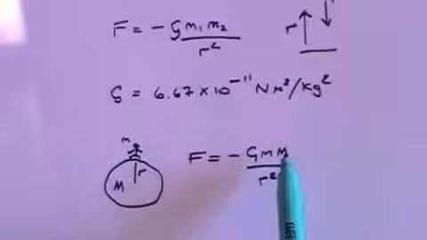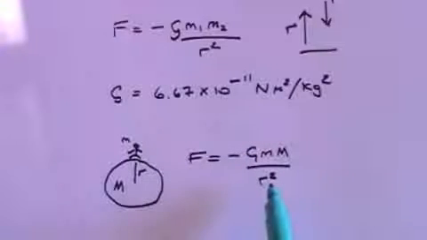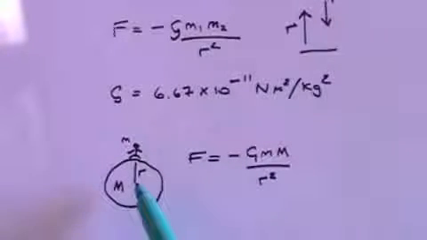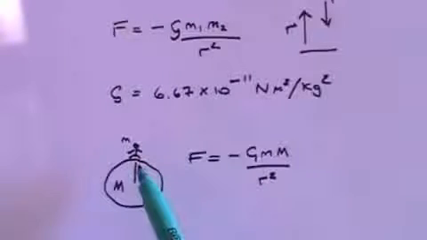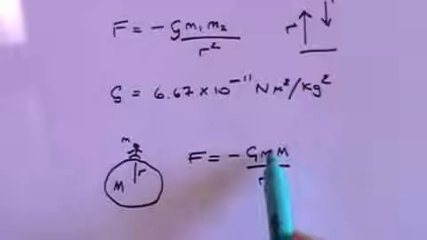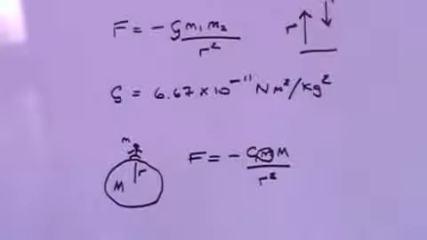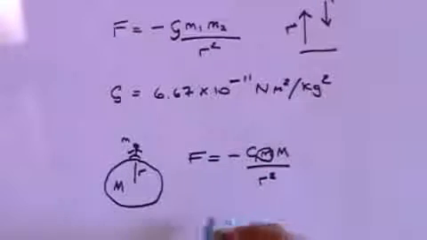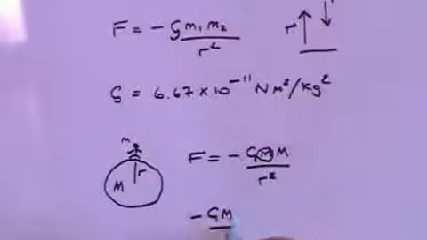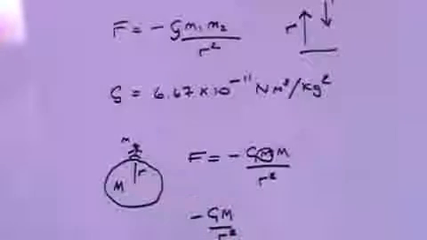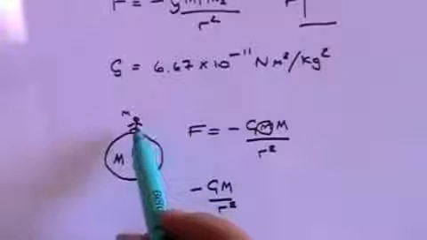M is the mass of the Earth, that doesn't change. And r squared, the distance from the centre of the Earth, doesn't change if you remain on the surface. So the only thing that changes is if instead of you being on the surface of the Earth, we're talking about me. So the value of minus GM over r squared is always a constant for anything or anyone on the surface of the Earth.